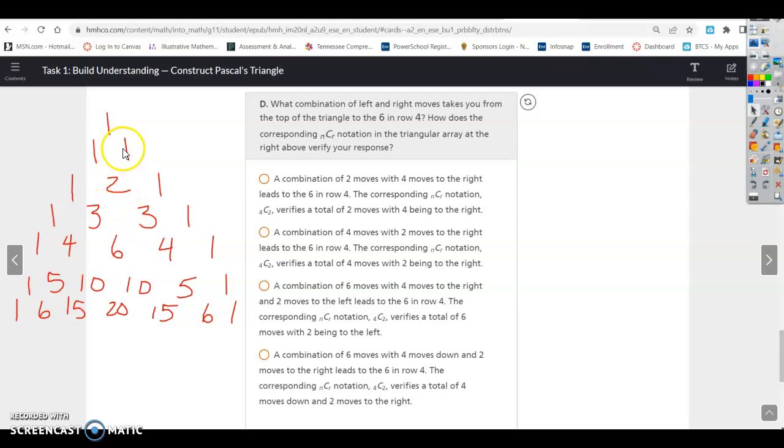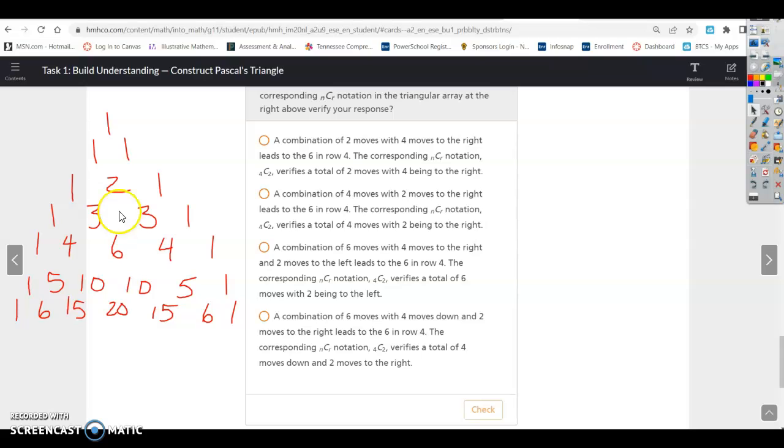All right, so that would be row 1, 2, 3, 4, position 2. Remember, we start with 0, 0, 1, 2. So row 4, position 2. N is your row number, so it would be 4C2. 4C2 would be what we're looking for. So it says a combination of 2 moves. Let me write that down so I don't forget it.